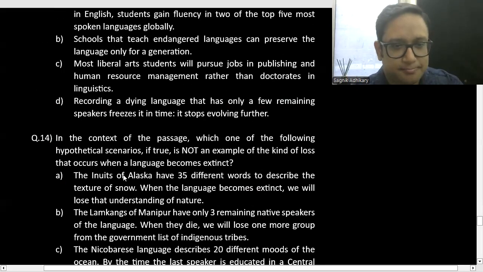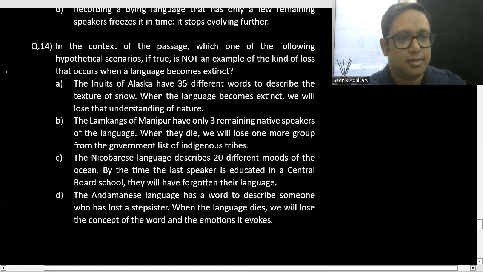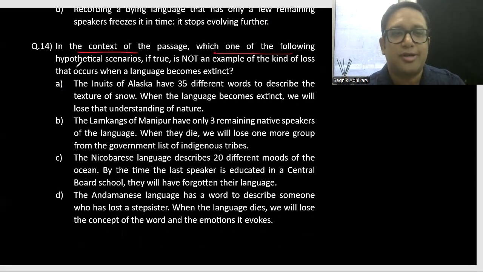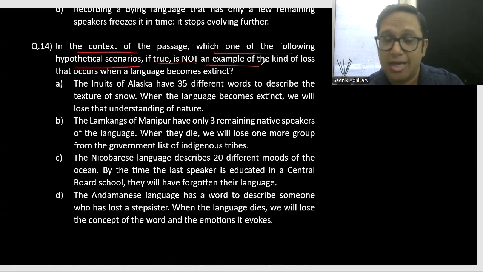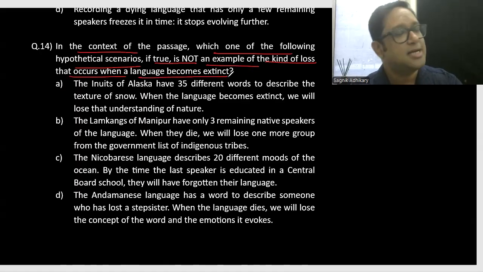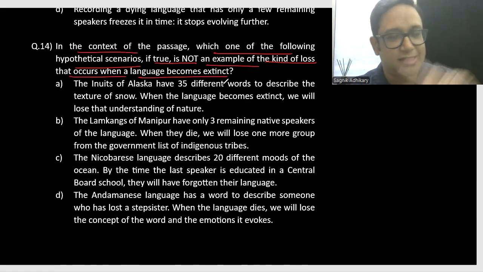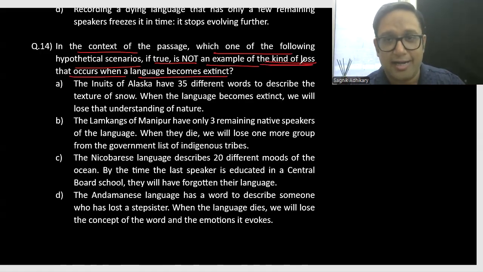Next question. So question 14 says, in the context of the passage, which one of the following hypothetical scenarios, if true, is not an example of a kind of loss that occurs when a language becomes extinct? Now, first off, this correlates with the third paragraph. We are talking about something that is lost, a kind of loss which occurs when a language becomes extinct.